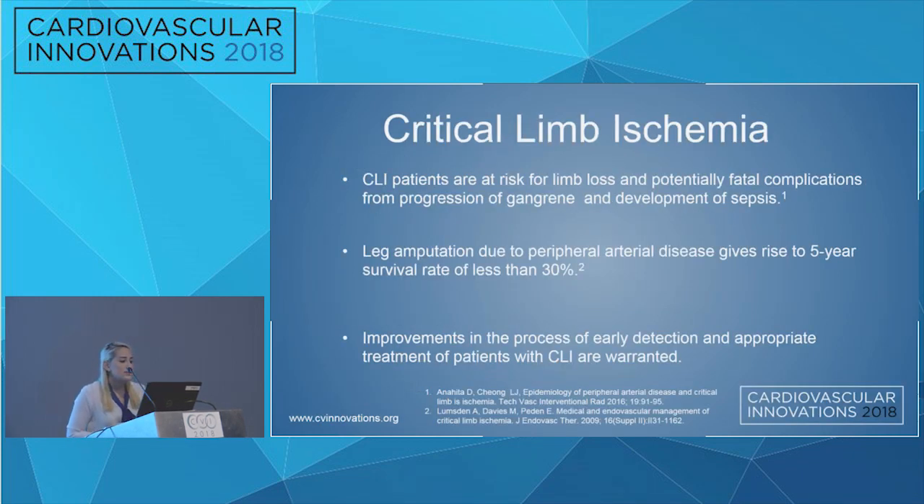So critical limb ischemia patients, as we know, are at risk for significant limb loss and potentially fatal complications, progression of gangrene. Critical limb ischemia is defined as a manifestation of peripheral arterial disease characterized by chronic inadequate tissue perfusion at rest associated with decreased quality of life and substantial morbidity and mortality. Lower extremity amputations due to peripheral arterial disease and limb ischemia give rise to a 5-year survival rate of less than 30%, and as we know, patients who have received transtibial amputation are at a significant risk to receive a contralateral amputation within the next 5 years, and then following that, a 5-year mortality rate.